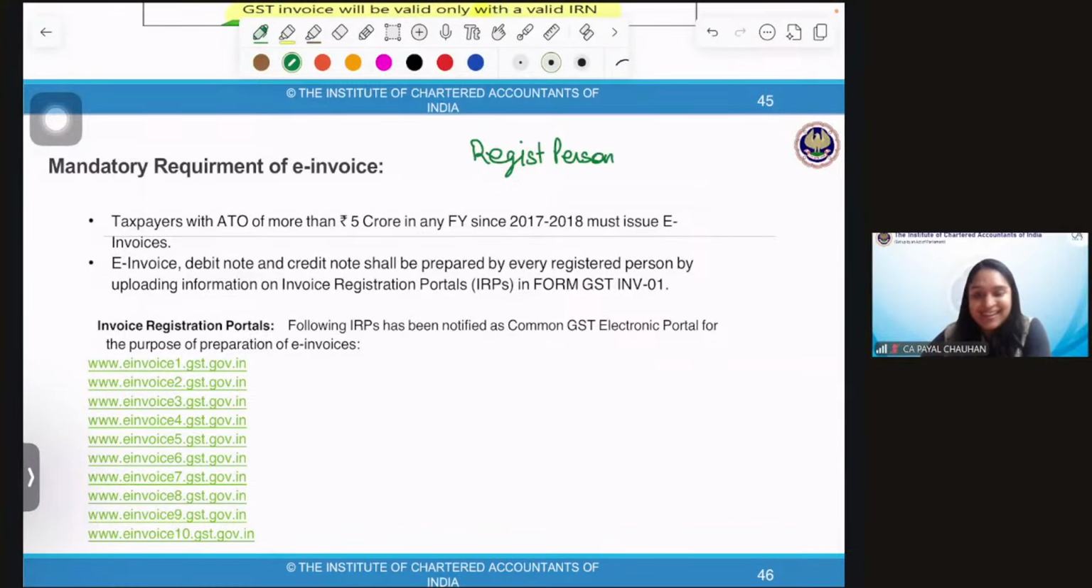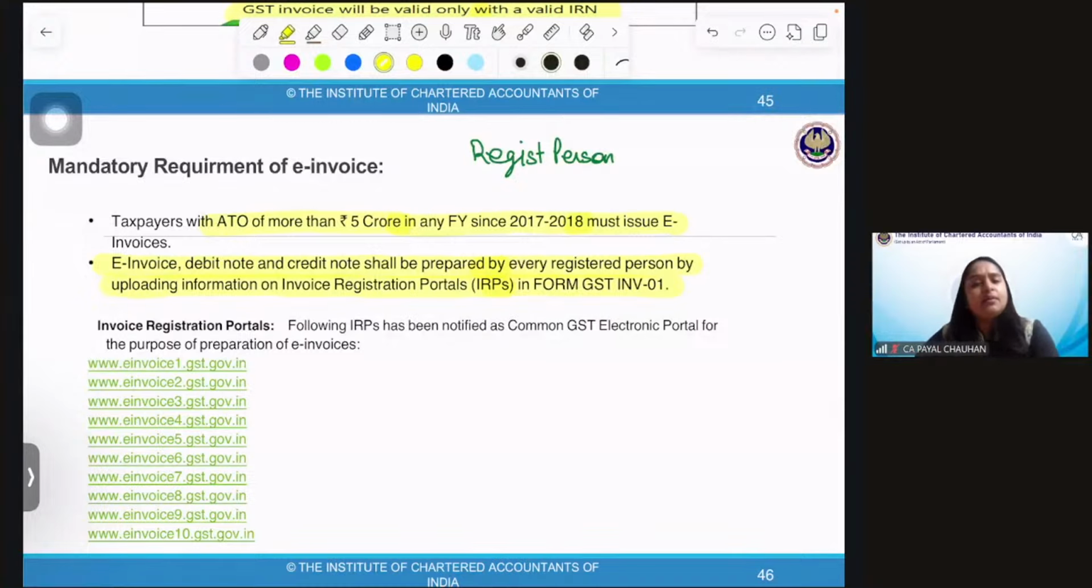There is one more criterion, and the criterion is an ATO of more than 5 crore in any financial year since 2017-18. If you fulfill this criterion, then you have to generate an e-invoice. E-invoice, debit note, credit note shall be prepared by every registered person by uploading information on the invoice registration portal in form GST INV-01.